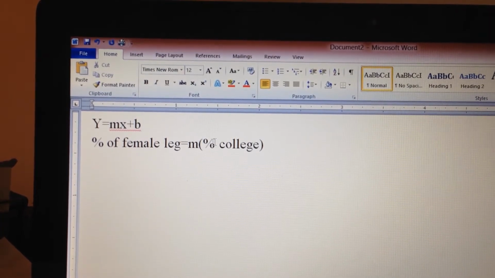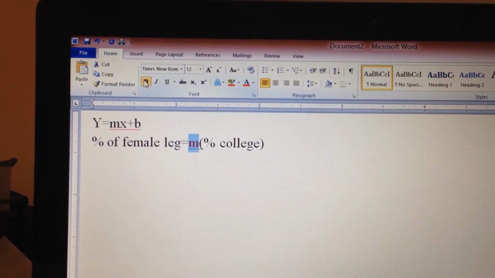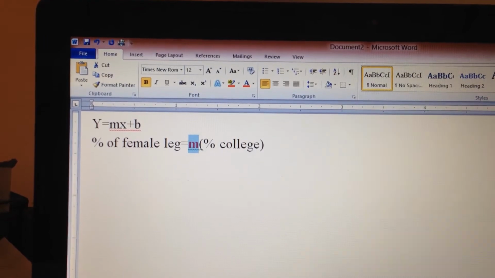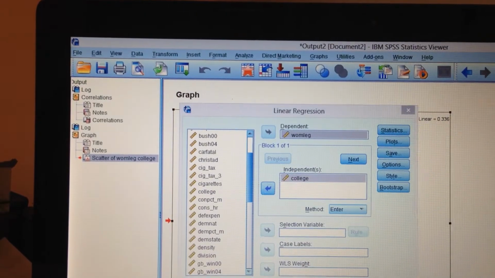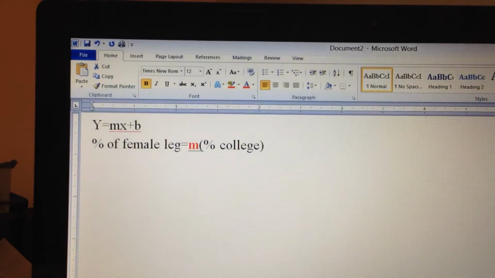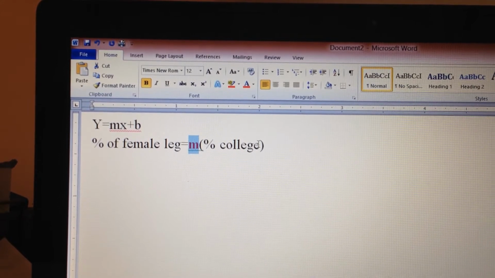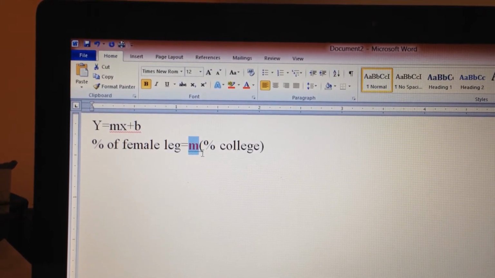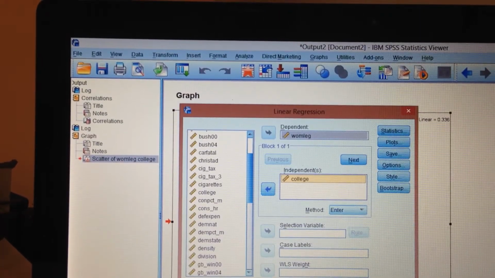Now, let's talk about this M. The M is the slope of the line that we just calculated on that scatter plot. The M is the value that we need to multiply the percent of college in a state by. We take the percent of college, multiply it by M, the slope of the line, and that will equal, as close as possible, the percentage of female legislators. So, let's go back to SPSS and let's run it.